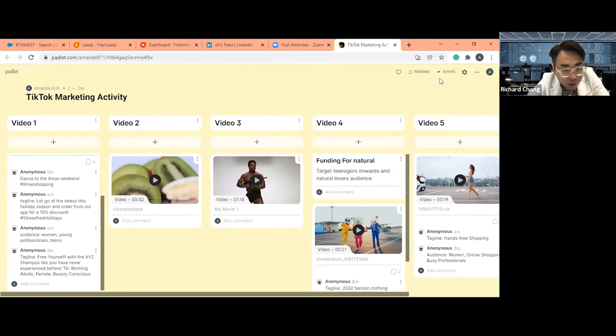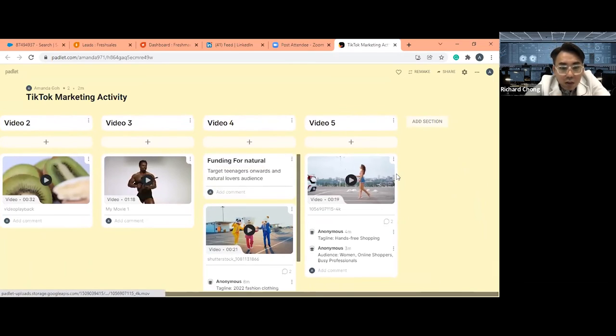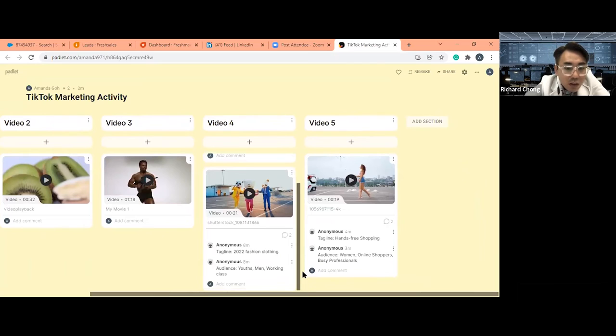Okay, this is also very good. Okay, the next one. Funding for nature. Okay, cool. Scroll down, please. Okay. Fashion clothing, young men, working class. Same, this can also be applied, like going for a staycation or whatever, discount, Christmas, dancing, which is possible, okay? So the last one is hands-free shopping and the audience is women, online shoppers, and busy professionals.